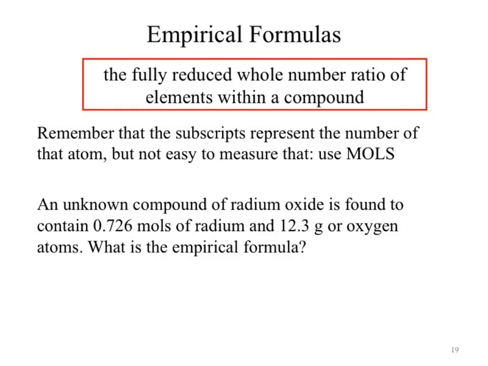So we looked at this one. An unknown compound of radium oxide is found to contain 0.726 moles of radium and 12.3 grams, I should say, of oxygen. What is the empirical formula? Well, what should we include in our empirical formula? What do all formulas contain? Every single one of them.